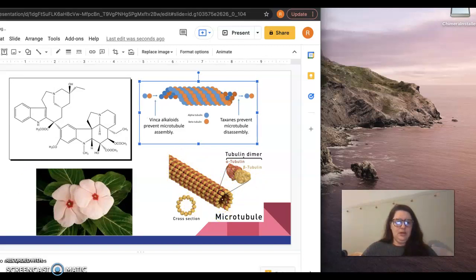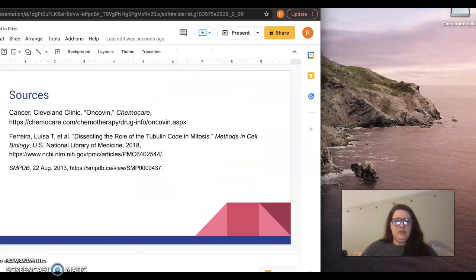And then on the next slide, I have my sources that I used to find the information on this. So you can look those up and see if you can follow along with that and see anything else in those. But this is just to kind of guide you along if you need more information on Oncovin.